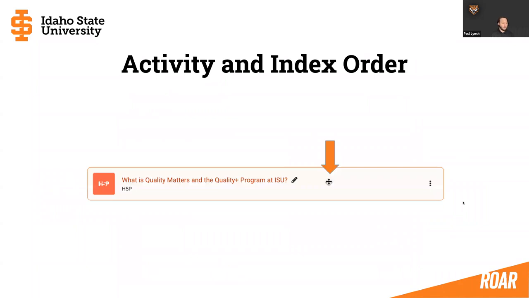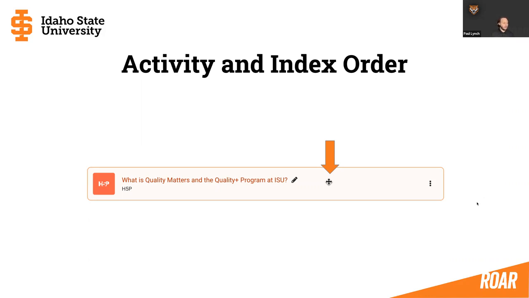To do that, I'll put my cursor in the activity block so we can see we have this block here that contains the activity information. What I'll do is when my cursor gets into that space, it'll change to that plus icon that we saw before. When I see that, that tells me that I can then drag that activity and move it into a new location.